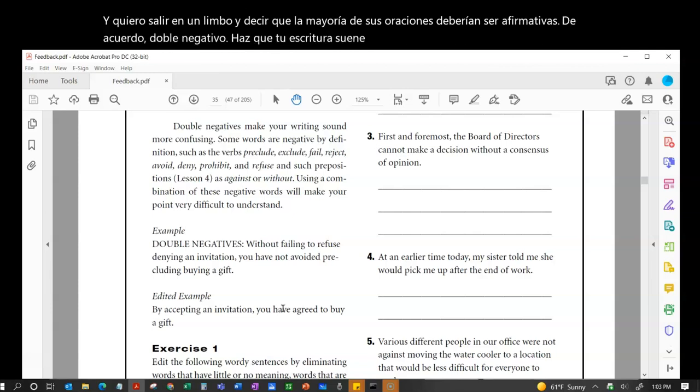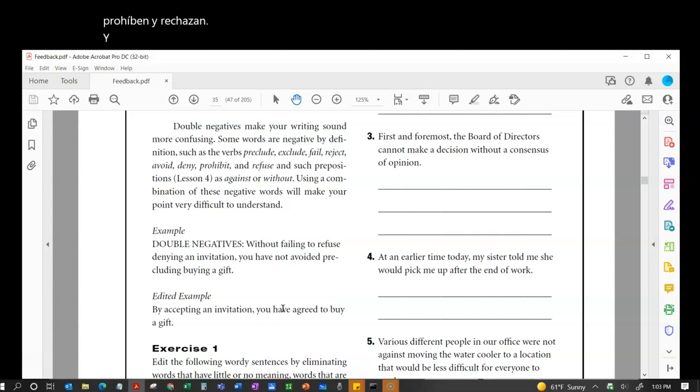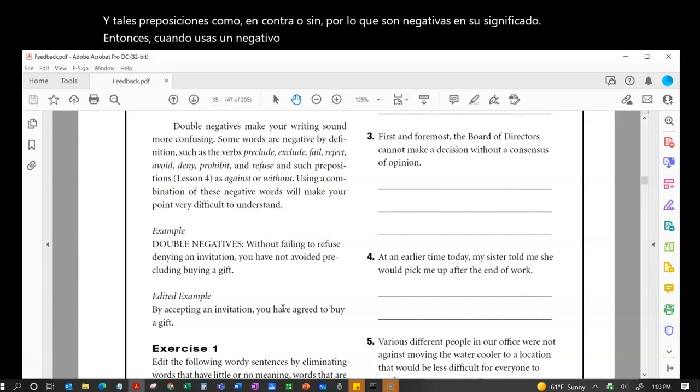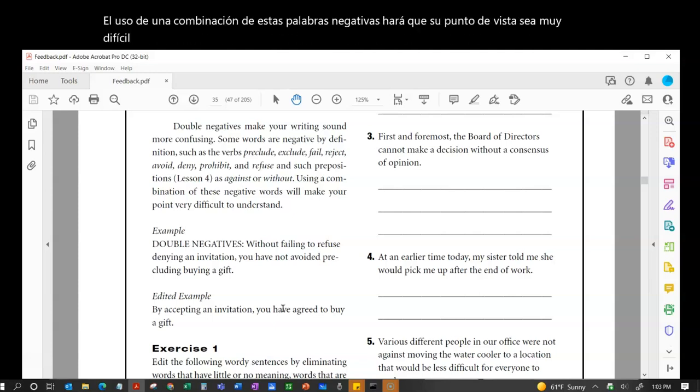Yes, some words are negative by definition, such as the verbs preclude, exclude, fail, reject, avoid, deny, prohibit, and refuse, and such prepositions as against or without. So those are negative in their meaning. So when you use a negative, you can use a verb that already denotes negativity. Using a combination of these negative words will make your point very difficult to understand. Combination meaning don't use not and prohibit, okay? Don't use not and refuse in the same sentence, okay?